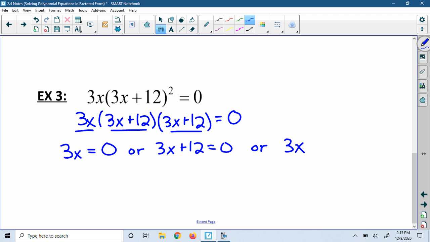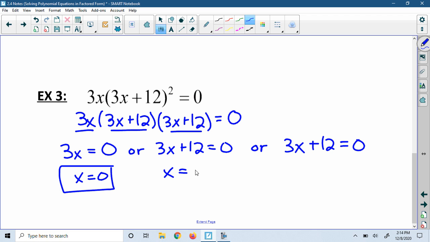And I know it seems a little repetitive, but I'm actually going to write the 3x plus 12 equals 0 out twice. On this first factor, to solve for x, I divide both sides by 3. x is still going to equal 0. On this second one, I would subtract the 12 and then divide by 3. So x is going to equal negative 4.